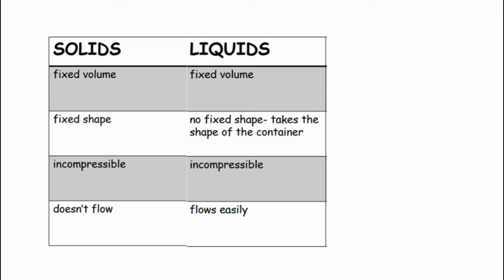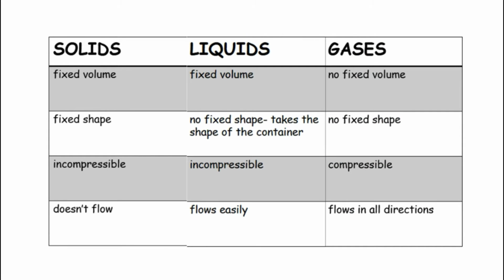Liquids have fixed volume, no fixed shape. They take the shape of their container, and are incompressible and flow easily. Gases have no fixed volume, no fixed shape. They are very compressible due to the spaces between their particles, and they flow in all directions.